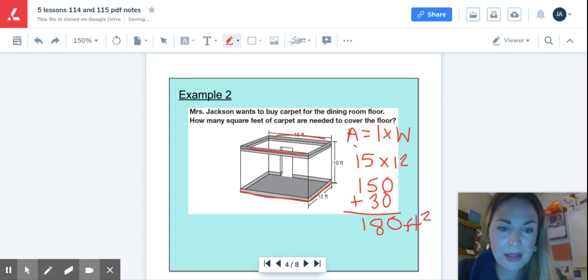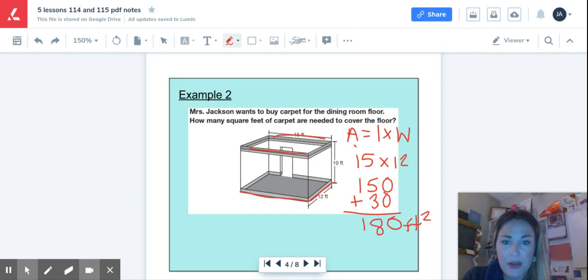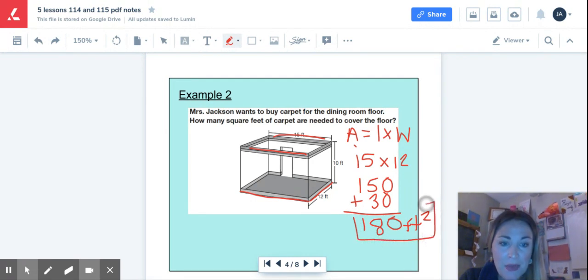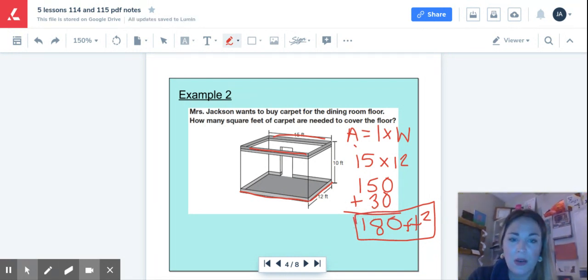I'm trying to make my little exponent of 2. 180 square feet. How many square feet of carpet? That's what they're looking for. So that's my answer. Remember, anytime you're doing anything with area, your exponent is 2. That's squared. And that's of course because we multiplied 2 dimensions together. We had 2 dimensions, a length and a width.